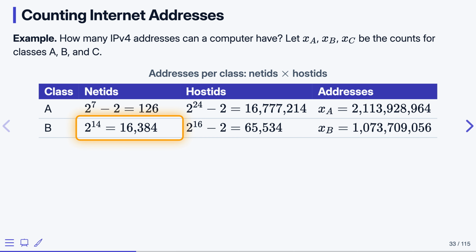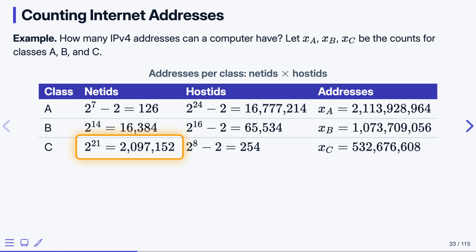Row 2, Class B, the netid has 14 bits, so 16,384 netids. The hostid has 16 bits minus 2, which is 65,534. Multiply, and X sub B is about 1.07 billion. Row 3, Class C, the netid has 21 bits, so 2,097,152 netids. The hostid has 8 bits minus 2, which is 254. That gives X sub C, about 533 million.